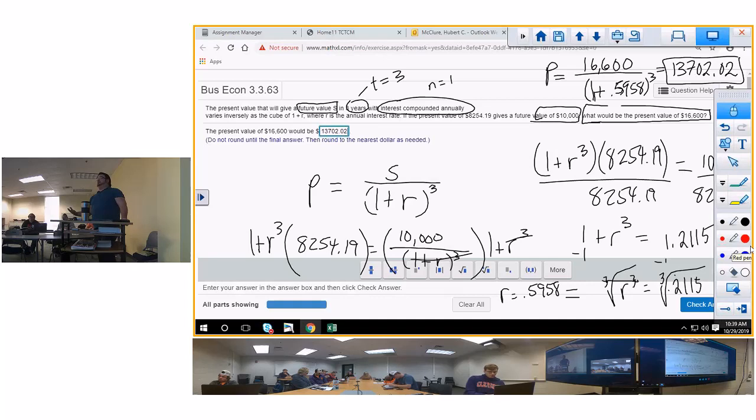13,702.02. Now what tells me that I'm partially right? Because your future value is always going to be higher or lower than your present value? Higher, unless you're being taken advantage of. It says round to the nearest dollar. Okay, then that'd be 13,702.